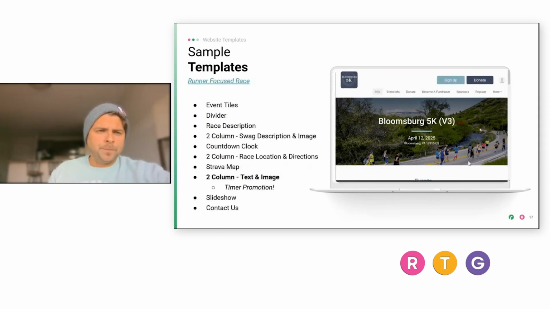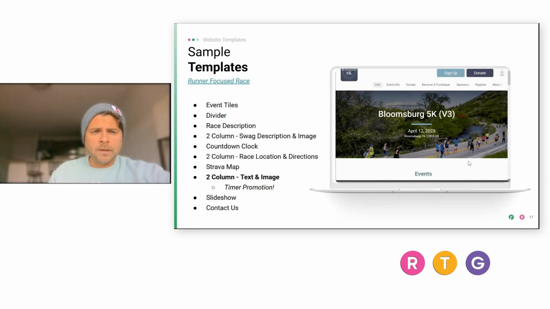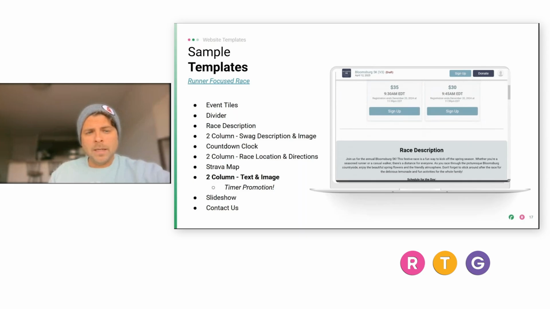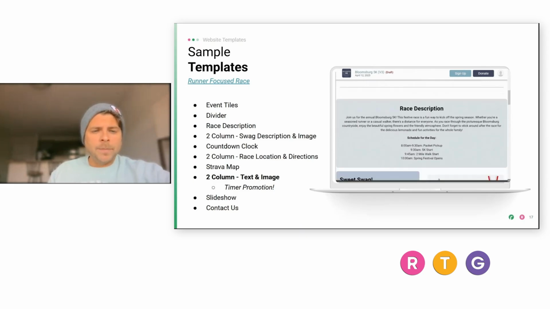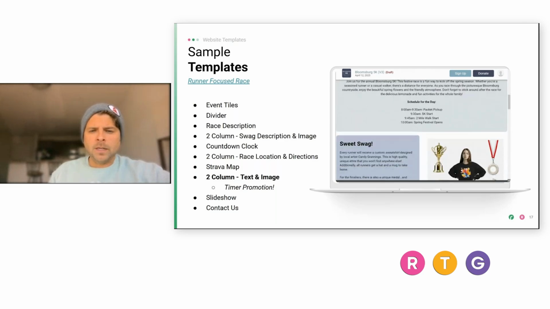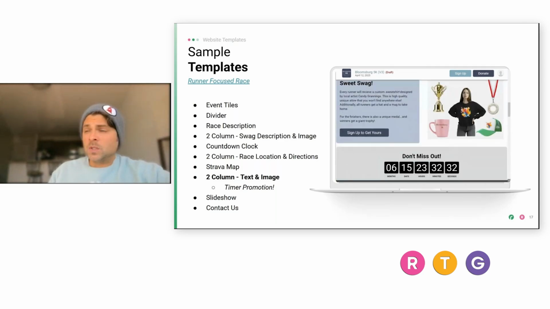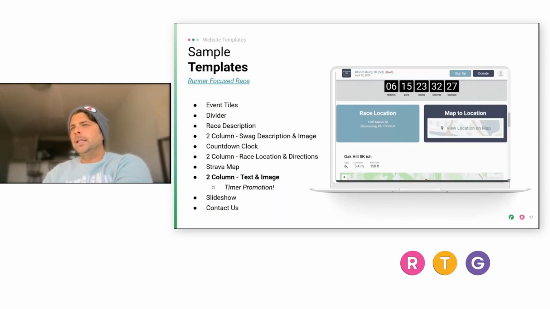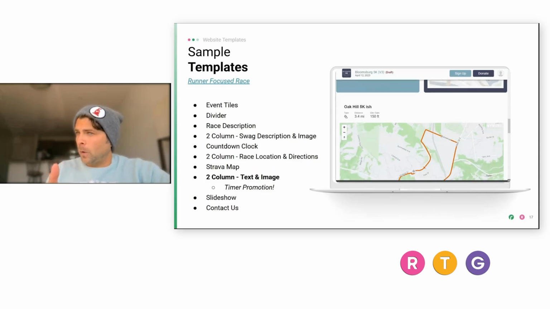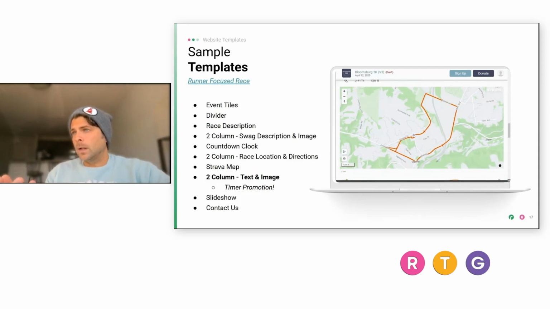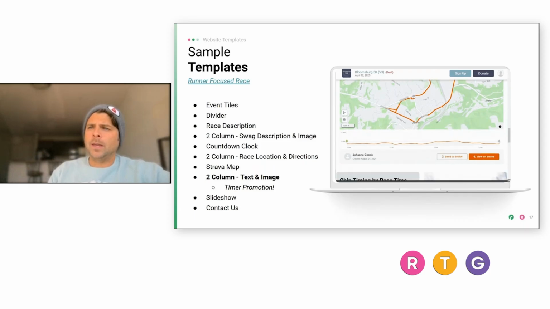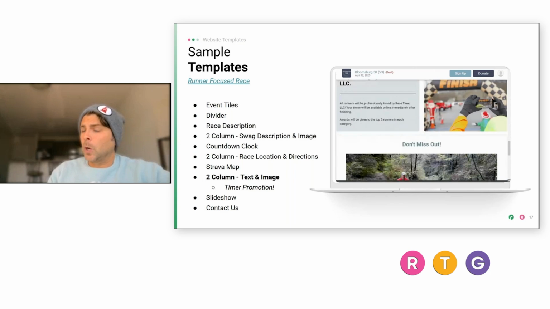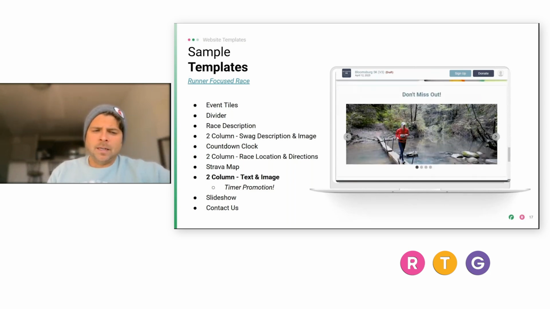And as you can see, it's also got very nice branding because we allow you to set up that race theme there. If you want to have a runner focused race, event tiles, divider, race description, swag description and image, countdown clock. And then the big thing here, as you'll see as it scrolls up in a second, is the Strava map. Strava map's a really cool component. If people are looking for a course map, that's a really nice way to do it. They can see the course map on there. They can also link out to it on Strava, which would allow them to add that to their GPS devices or just go run part of the course as they lead up to the race.